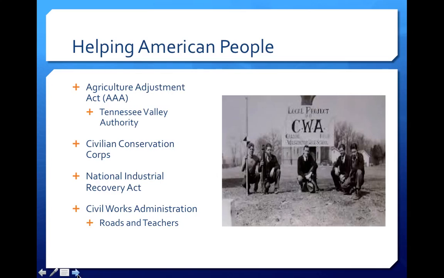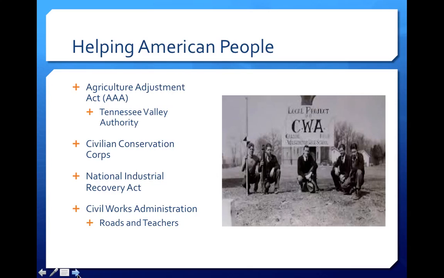The National Industrial Recovery Act, the NIRA, will be passed as well. This provided money to states, which the states would then use to construct schools. They would build community buildings. They also, under the NIRA, established the Civil Works Administration.